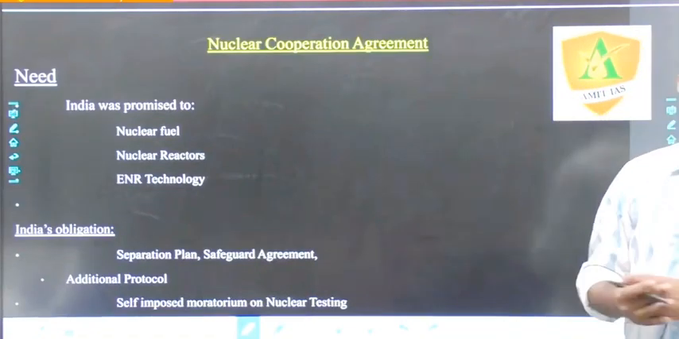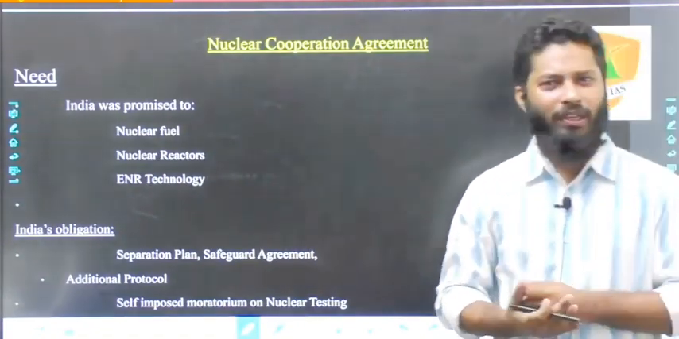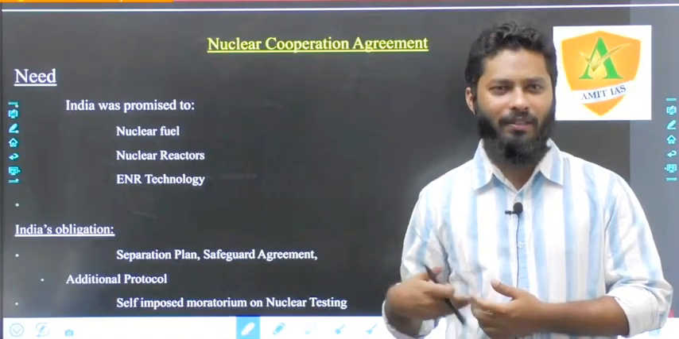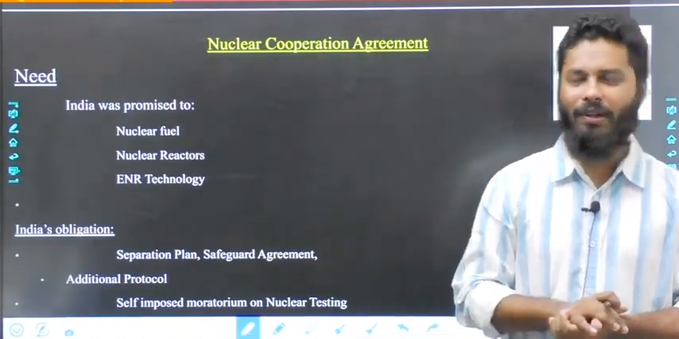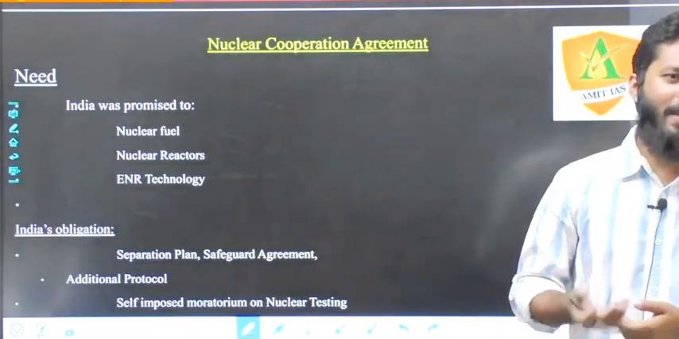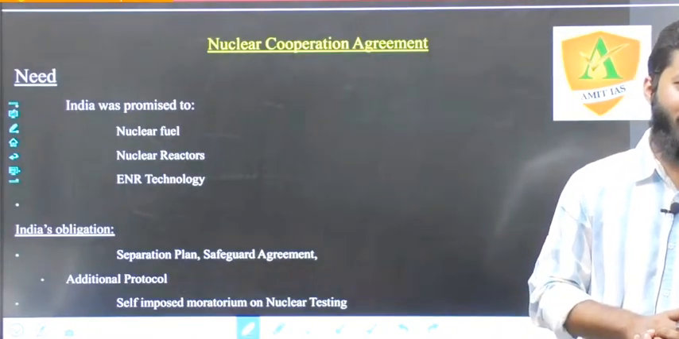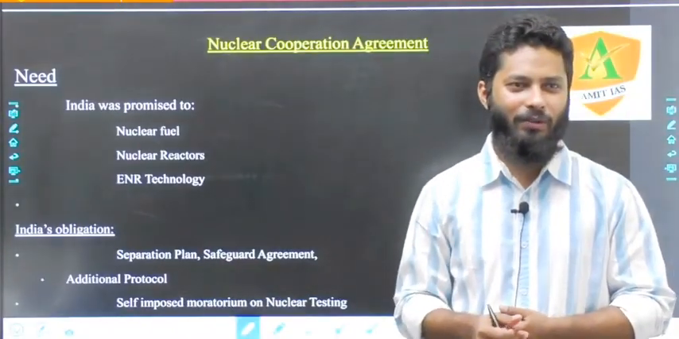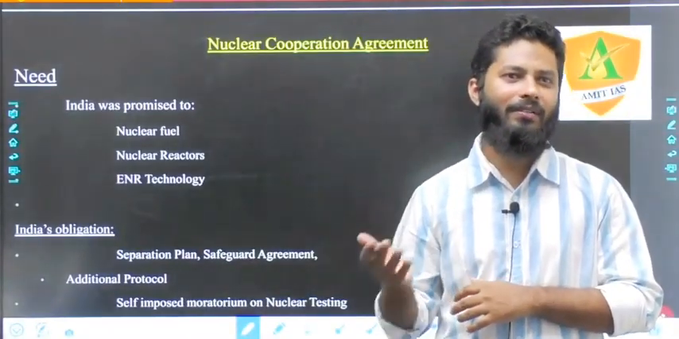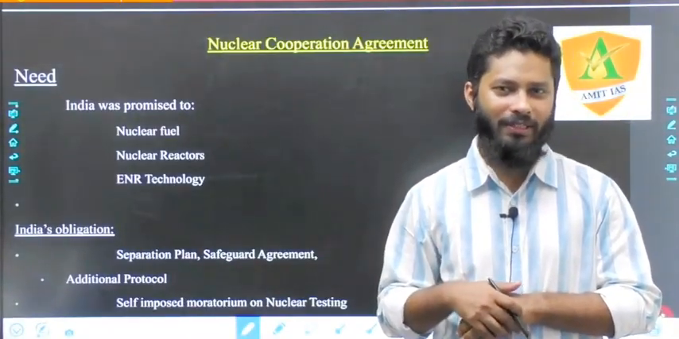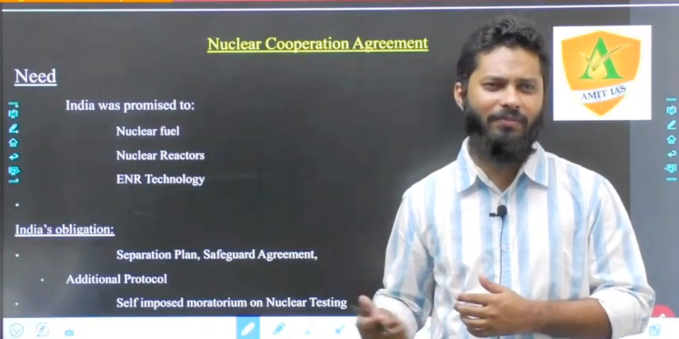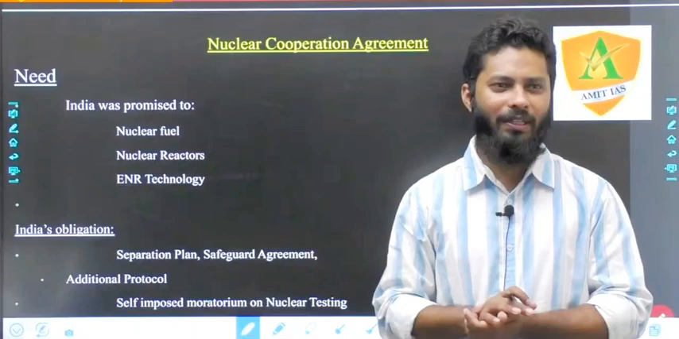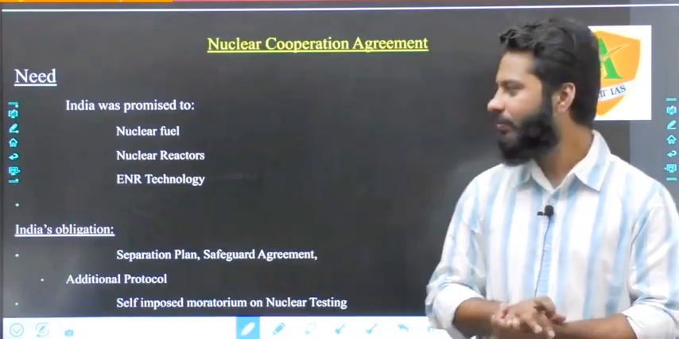So in these agreements, why we need to go for nuclear cooperation agreements, you can understand very well, that we need the technology as well as fuel, right? But when we sign some agreements, there are some obligations on us, something we have to do, and we will be getting something, right? So there are some things which India will be getting from the outside countries, and there are some things which we have to promise that we will be doing. So it is purely a give and take relation, right?